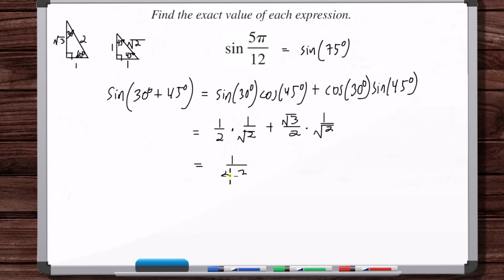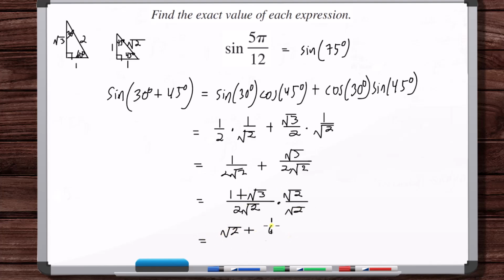So okay, we can rationalize this, and so we're left with root 2 plus root 6 over 4.